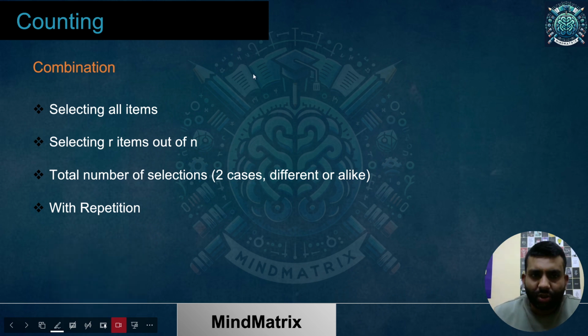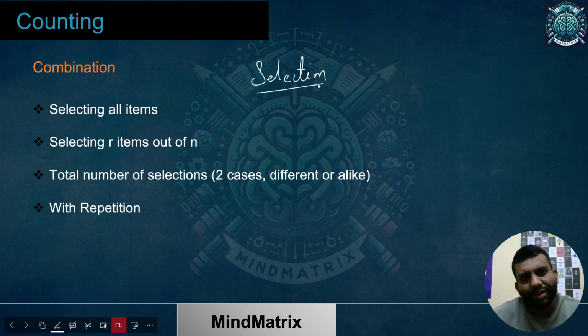If I talk about the combination, it simply means selection. It simply means selection. Okay, now what exactly is the selection? That means you are picking up something. Okay, so you had a bunch of things, and you were required to select something. Okay, you were required to pick some things.